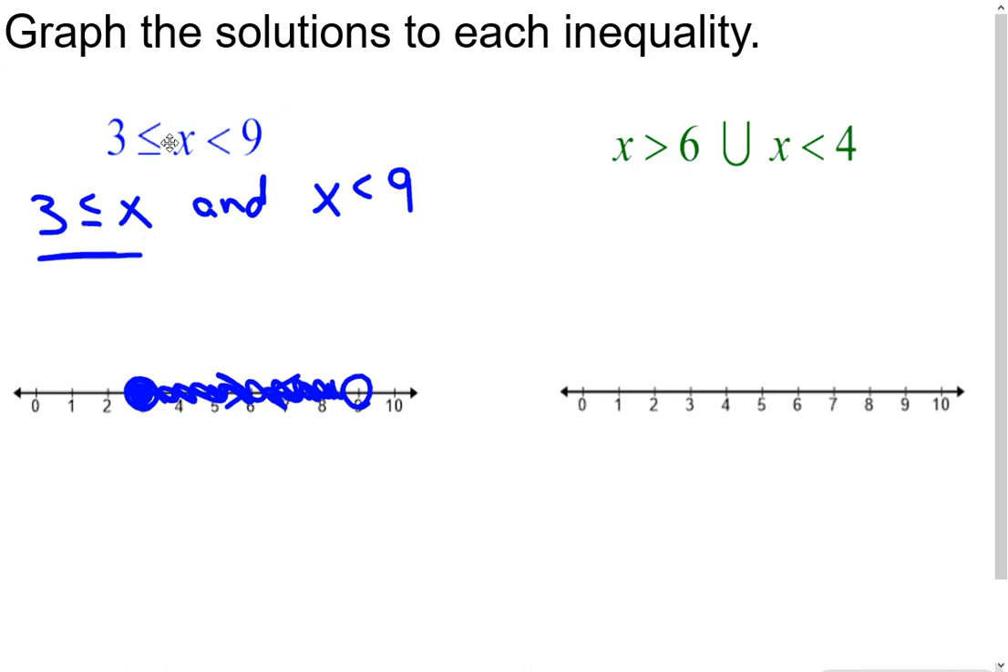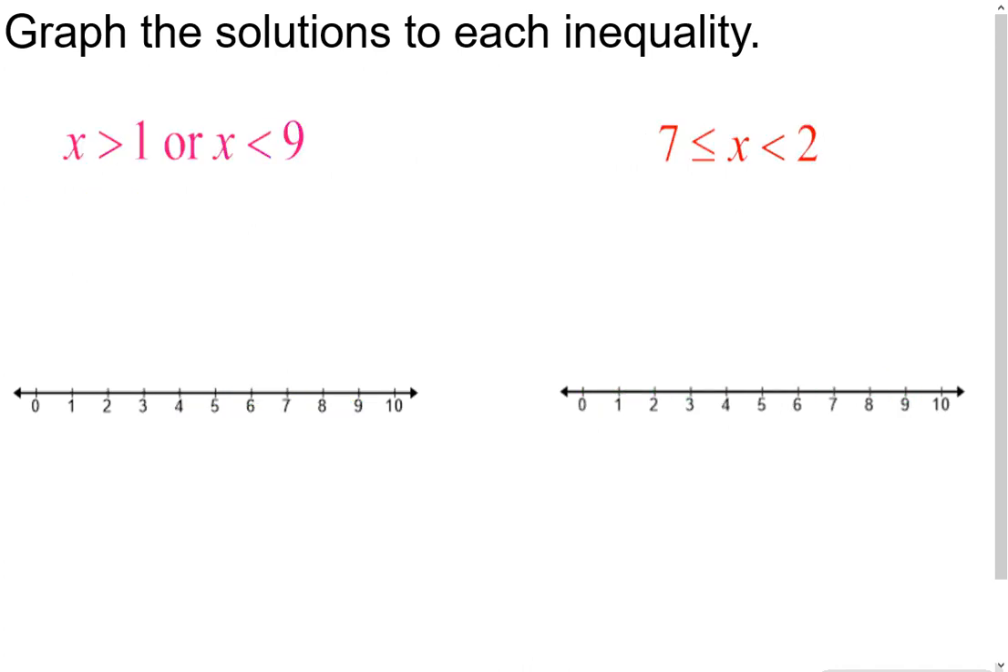Now, when we come over here to this green one, this is x is greater than 6, union x is less than 4. Remember, this is just a fancy way of saying the word "or." So now I graph this, well, x is greater than 6. Start here, open dot, greater than, there. And then my second one, x is less than 4, I go to 4, and again, open dot, go this way. Now, being this is an "or" statement, it doesn't matter. I could have solutions from over here or over here, so the graph looks like this.